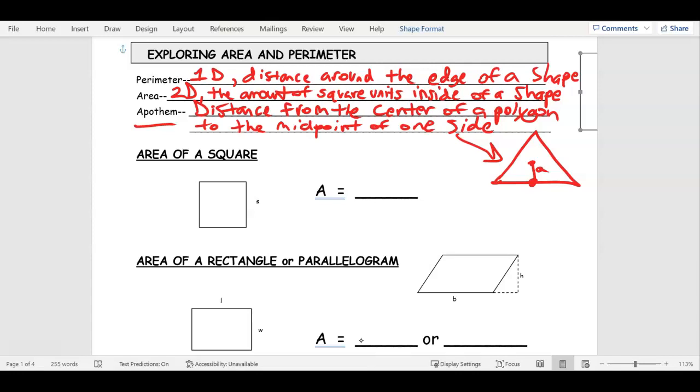Let's talk about the area of a square. Now, we just talked about it on the warm-up, but area is side times side, or side squared, okay? So go and write that down for area of a square, side times side, or side squared works.